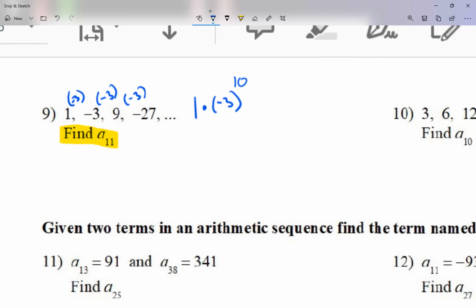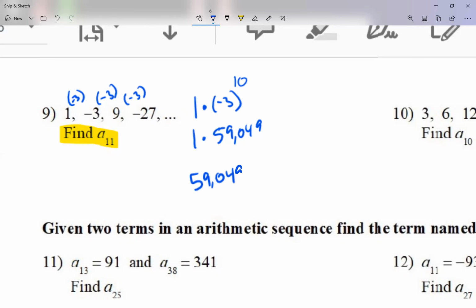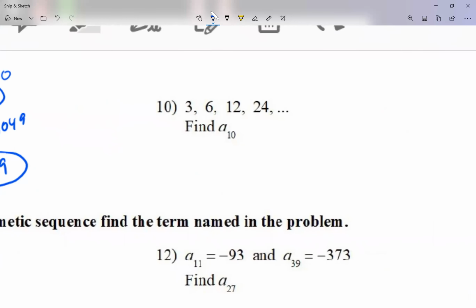Okay, so let's see. Negative 3 to the 10th is 59,049. So here I have 1 times 59,049. Some of you might be like, whoa, that's a big number. Oh well, we're multiplying. Yeah, we expect multiplication to make things bigger. Now to finish this, let me multiply that out. And my answer will be 59,049. Take a look at question number 10. Again, I'm stopping at 14th.